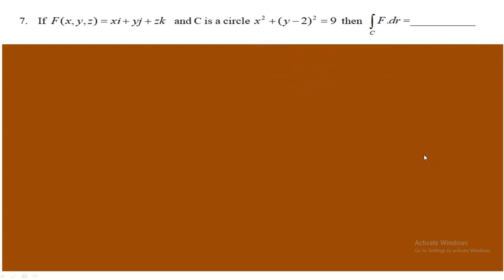Okay, students, now comes question number 7. You are given a vector function f of x, y, z equal to xi plus yj plus zk, and the curve here is C, which is a circle with center (0, 2), because this is x squared plus (y minus 2) the whole squared equals 9, and its radius is 3 because the square root of 9 is 3. Then you are asked to find the line integral of this vector function over the curve.